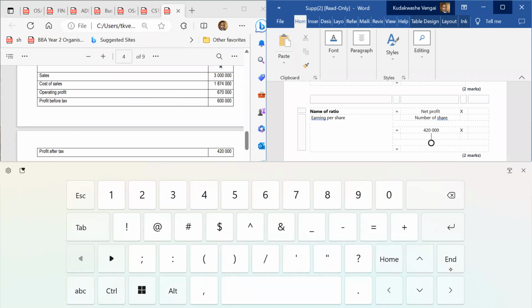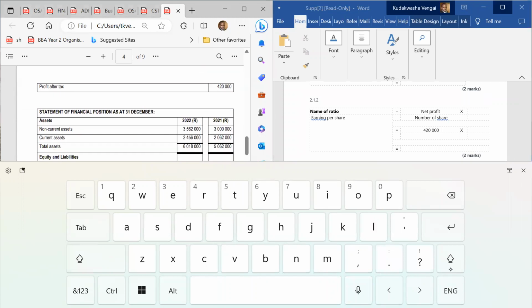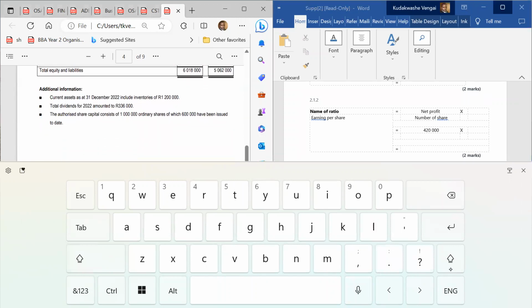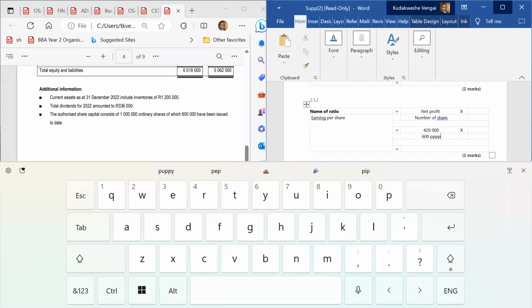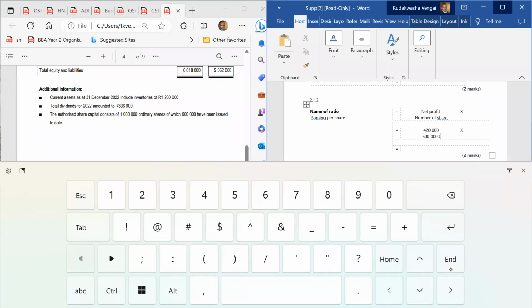420 divided by the number of shares. How many shares does this company have? You are told here that the authorized share capital is 1,000 ordinary shares, of which only 600,000 have been issued. So you use 600,000, the issued shares. There's a difference between authorized share capital and issued share capital. Authorized simply means according to the law, this is the maximum you can issue. Issued share capital are the actual shares that exist at the company.